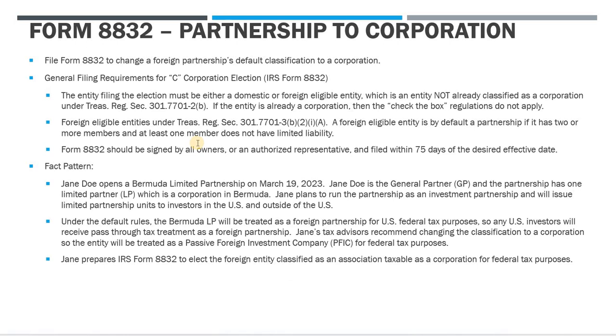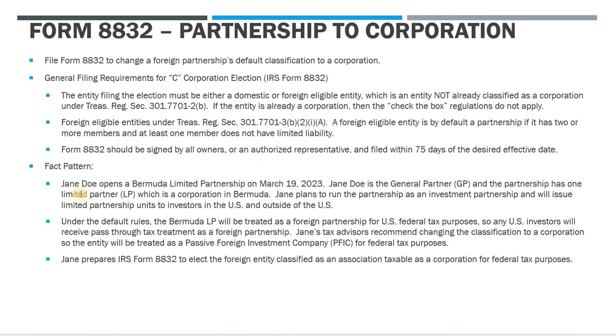Now the 8832, if we're going to file this to change its classification, it should be timely filed, right? So that's generally within 75 days of the desired effective date, and it needs to be signed by all the partners, all the owners, or an authorized rep. So for limited partnerships, you can get away with just the general partner or the GP filing the election and signing the election, and that's what we're going to have here.